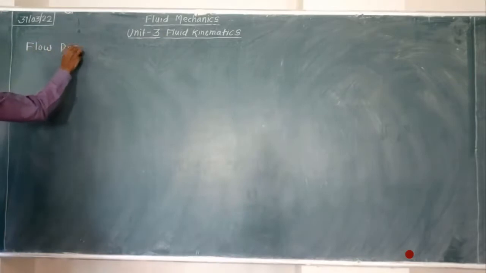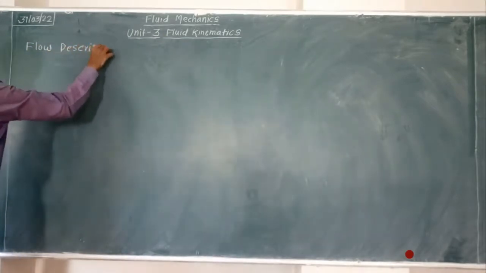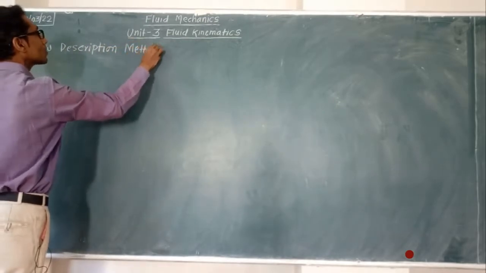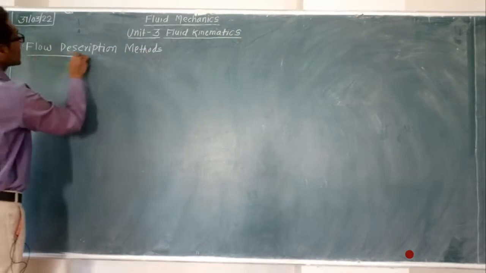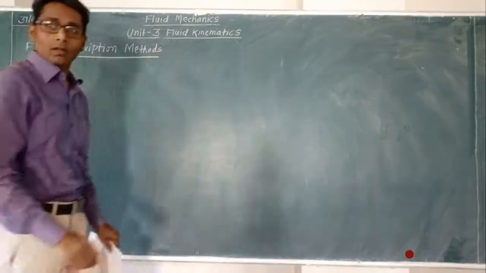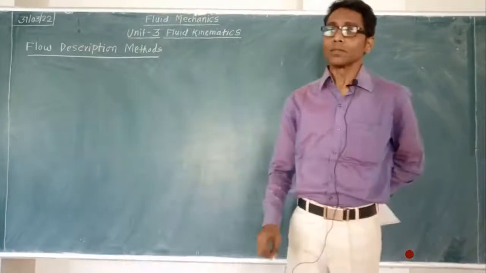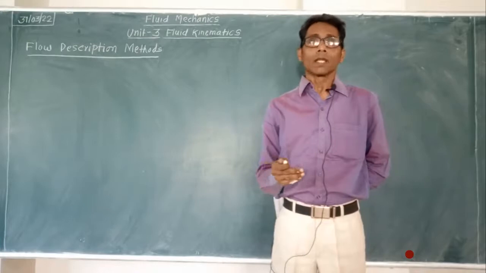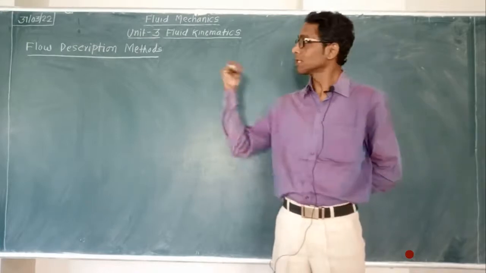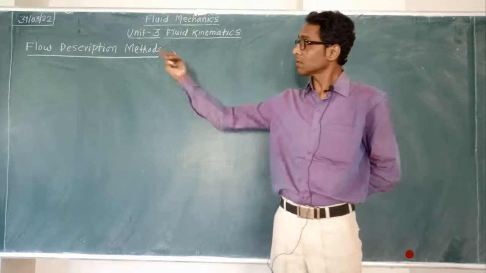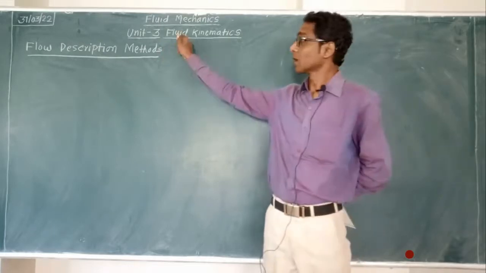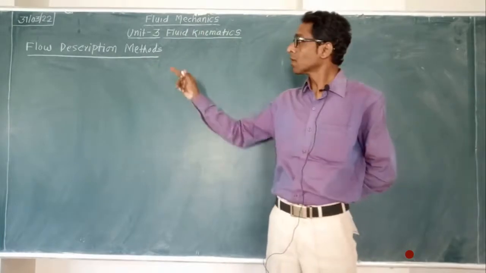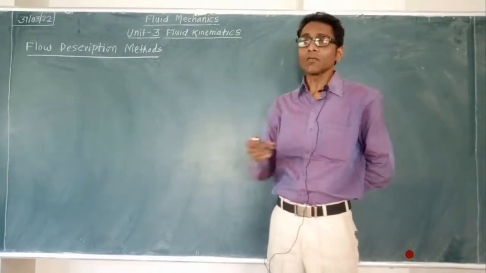Flow description methods. Description means what? Theory, information in detail. Which information? Of a flow. Flow of what? Fluid. For the flow of a fluid in motion, what kind of information do we need here?